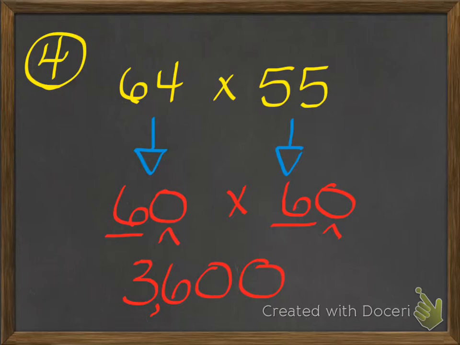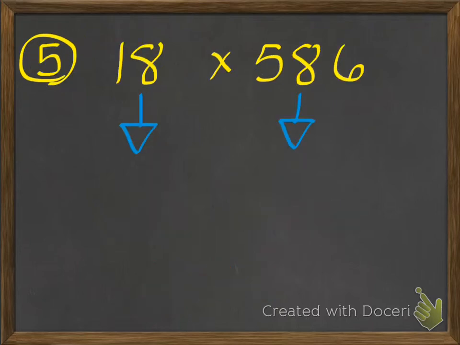Okay, I rounded 64 down to 60 and 55 up to 60, multiplied the 6's together to get 36, and then tacked on the 2 zeros at the end. Got 3,600. Number 5, 18 times 586.